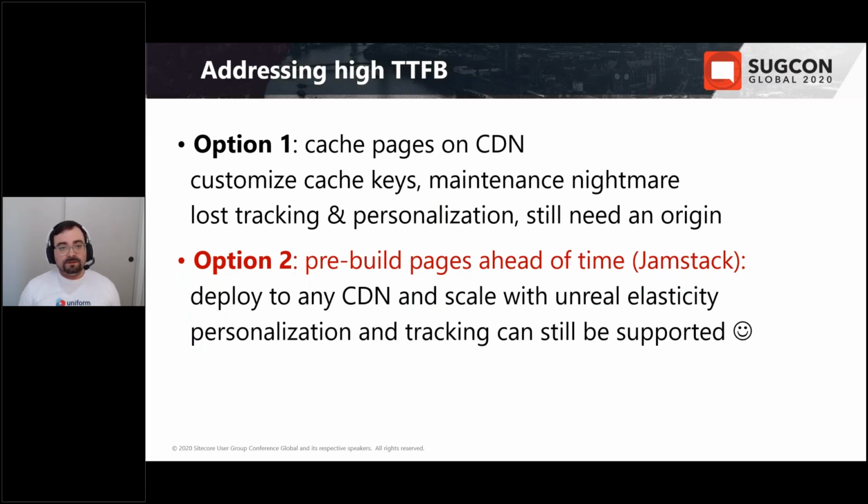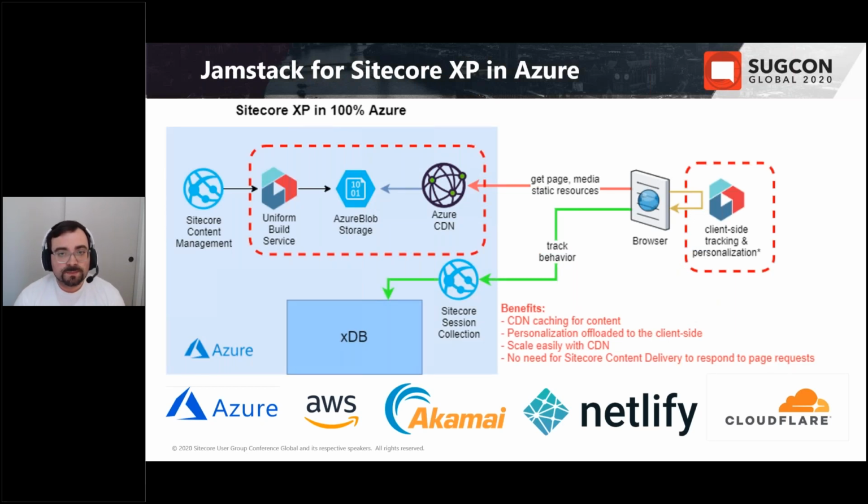And you can do a lot of things here, including page caching. It's tedious, but it's possible with custom cache keys. It will be hard. You'll have to think about how to maintain tracking and personalization. You still need an origin server in this case for the CDN to fetch from. Or, something we're doing more and more with our engagements is looking into build-time page generation. That's one of the key aspects of Jamstack, where you can generate the page at build time, deploy it to any CDN, and also maintain personalization and tracking.